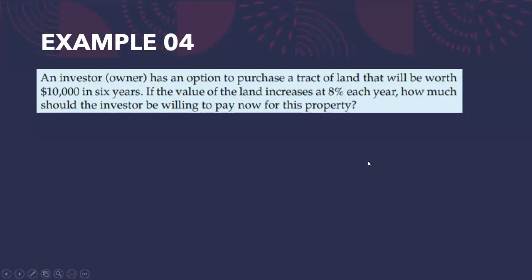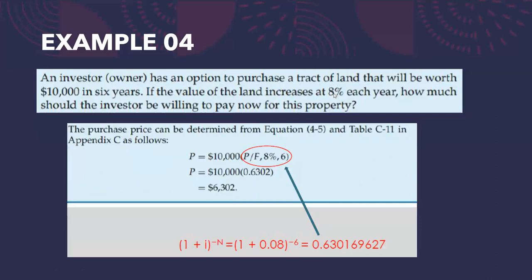Okay, if I show the answer, if you use this formula, you need to identify what is this (P over F, 8%, 6 years), because the payback period is 6 years and the interest rate is 8%. So this is simply equal to 1 over 1 plus i to the power of n, or in other terms, 1 plus i to the power of negative n.